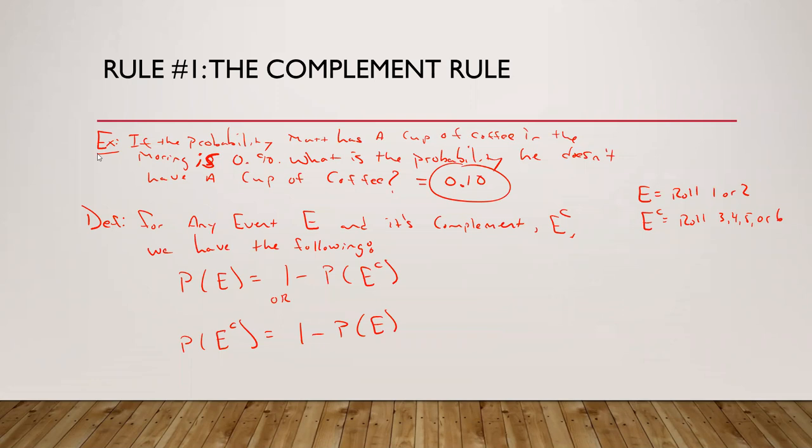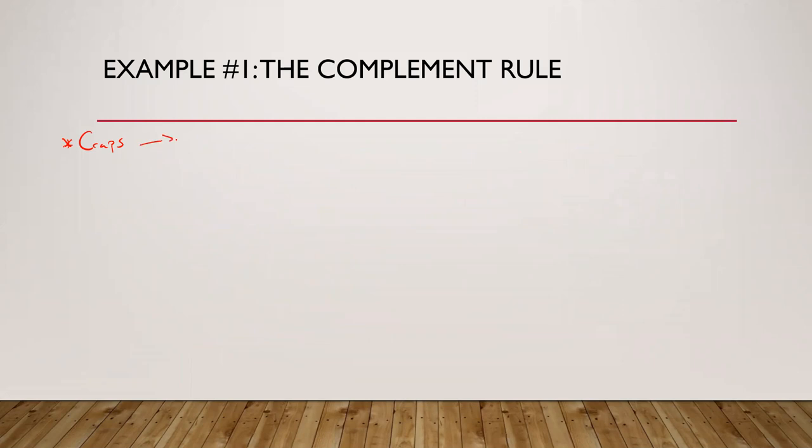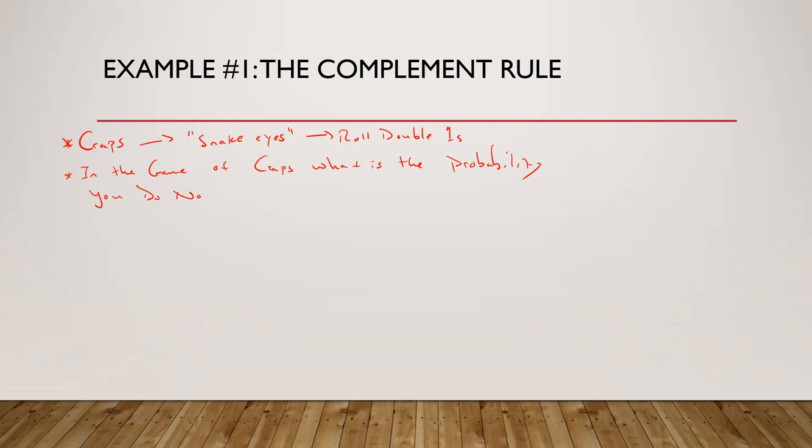Let me just do this one last example, then we'll call it for today. Go back to the game of craps. Does anybody remember again what Snake Eyes was? So here's the question I have for you. In the game of craps, what is the probability you do not roll snake eyes? Okay, so the probability of not rolling snake eyes.